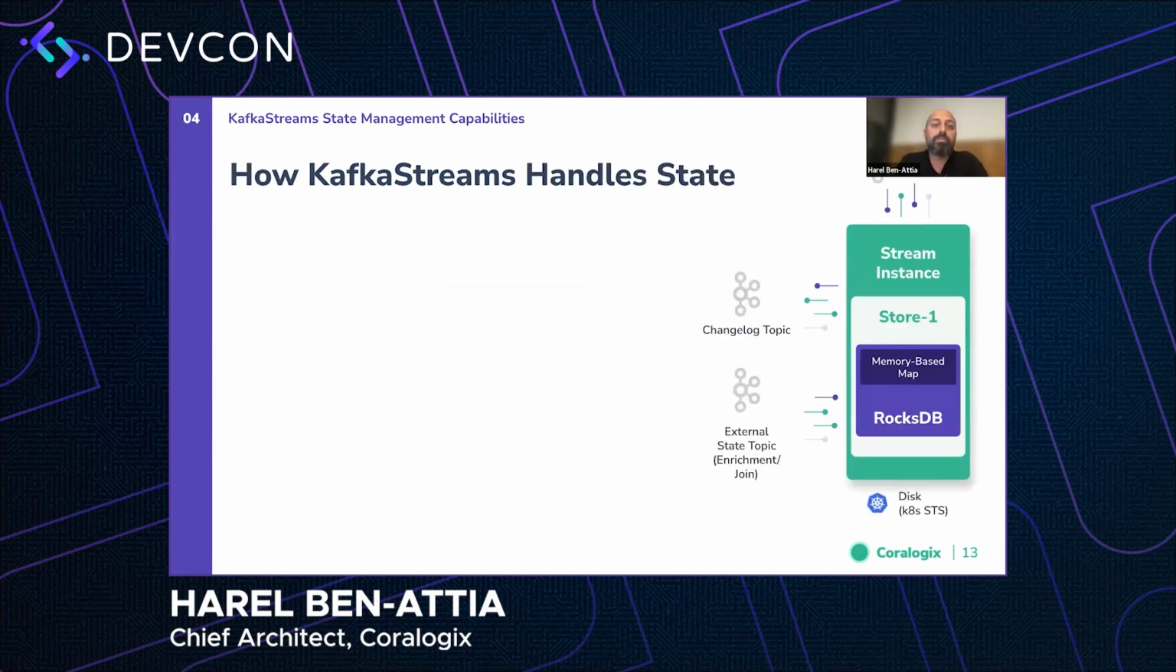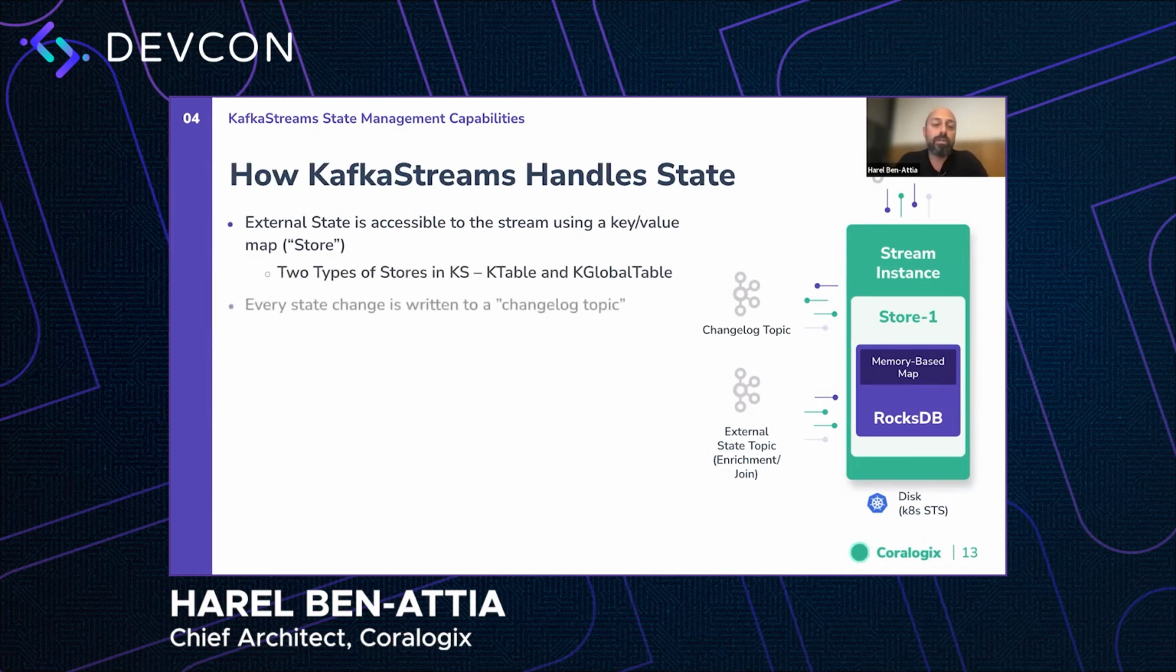So how does Kafka Streams allow managing state? The state itself is available to the stream as a key value map that's called a state store. Every change in the state is written automatically to some changelog topic, which is a topic that Kafka Streams manages by itself. The topic is, of course, a compacted one containing the so-called breadcrumbs of the entire state.